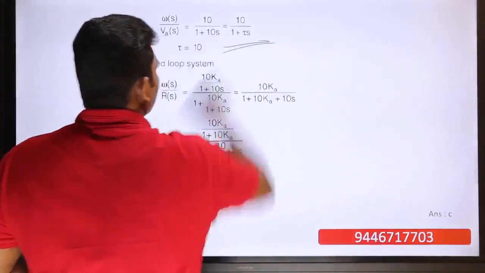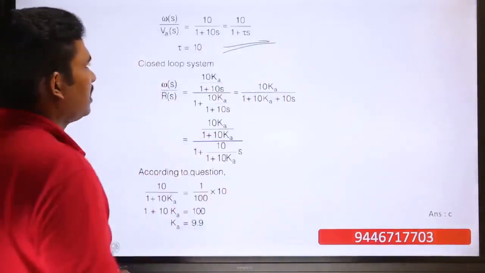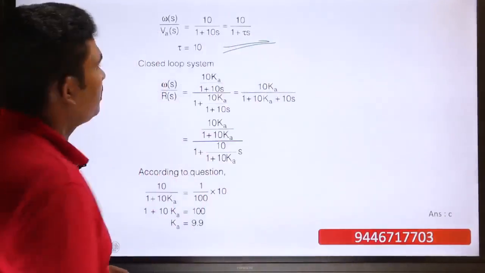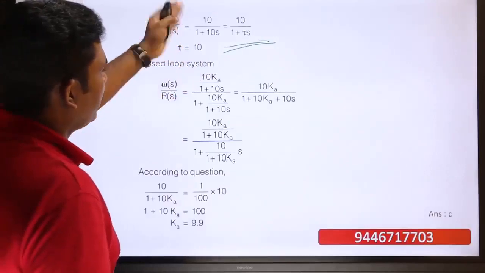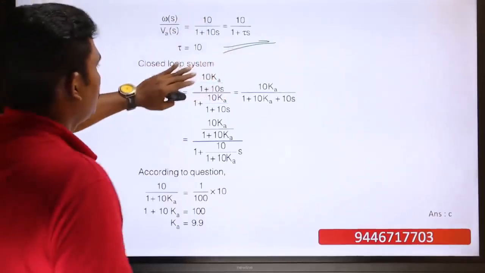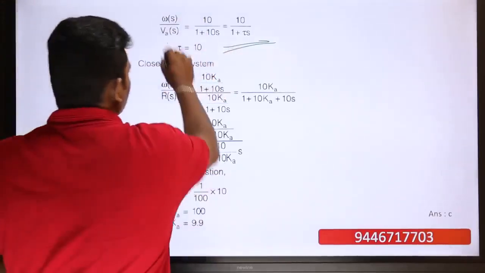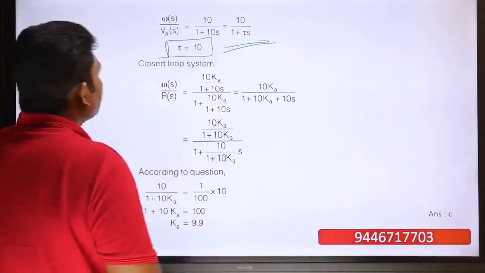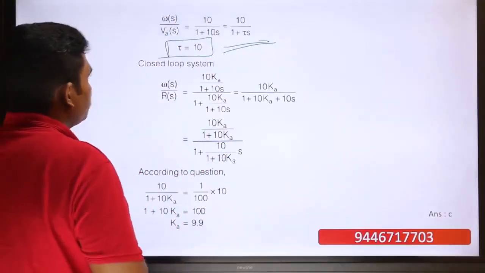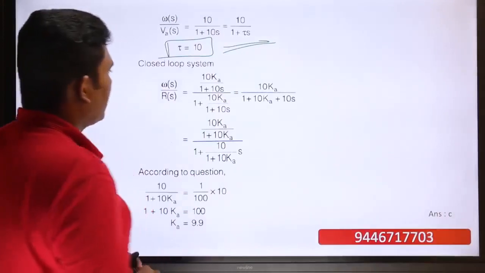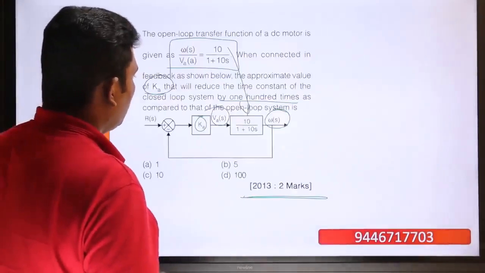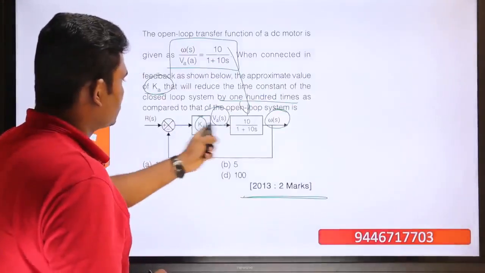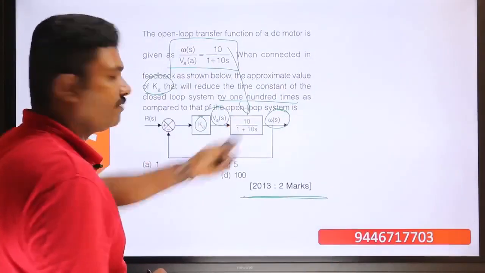Okay, so it becomes equal to 10 divided by 1 plus 10s, where it can be written in the form of K divided by 1 plus tau s. Okay, so where tau becomes equal to 10. So we have obtained tau as 10. So if it is a closed loop system, then what is omega of s divided by R of s? What is the total forward path transfer function? It is Ka into 10 divided by 1 plus 10s.